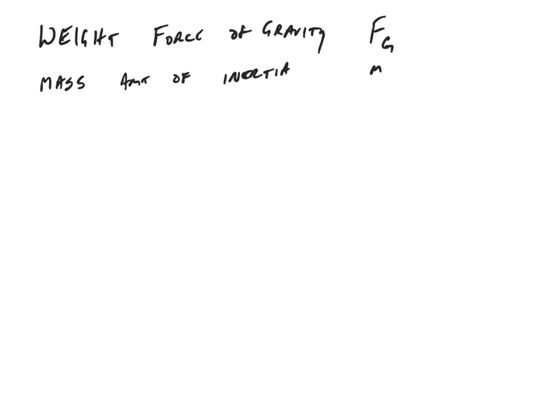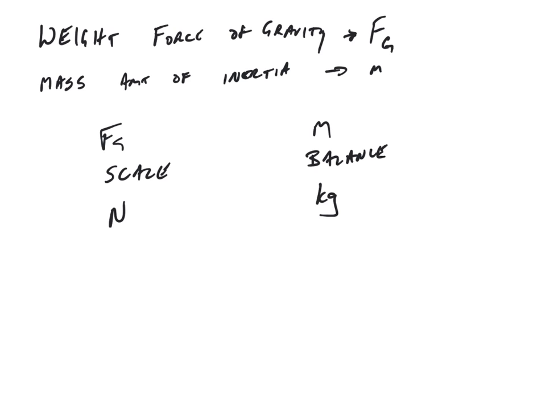And our symbol for that is little m. And so we talked about things like you use a scale to measure weight. And that scale's got a spring inside of it that bends a little bit, and then you calibrate that thing in units called newtons. And for mass, you use a balance, and the SI unit of mass is the kilogram.